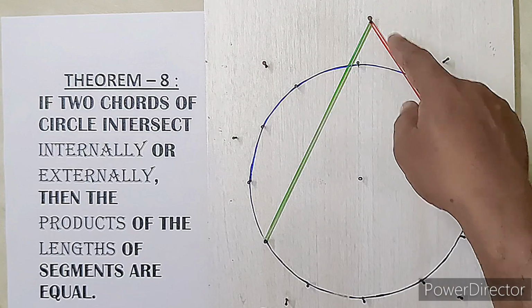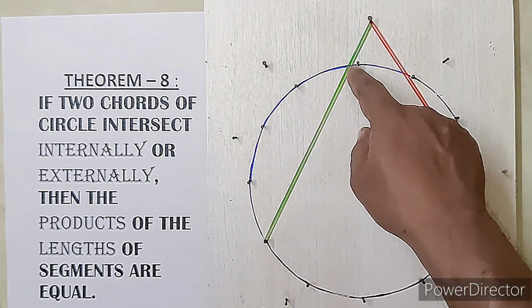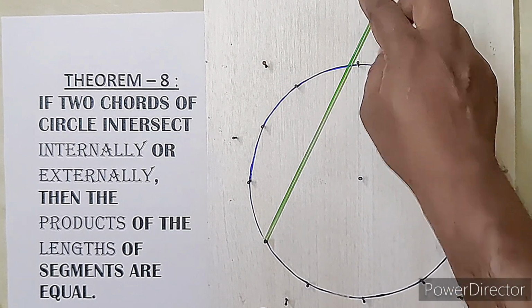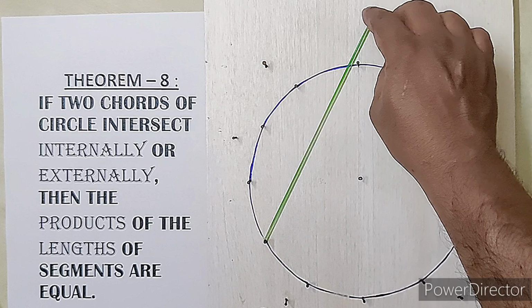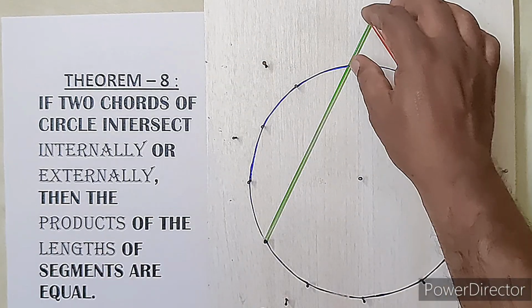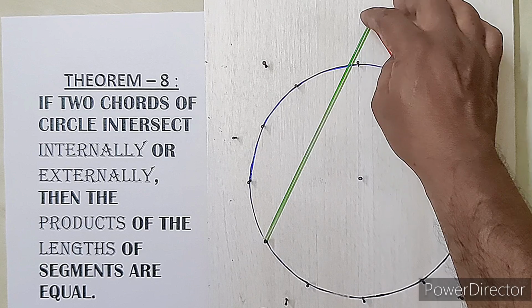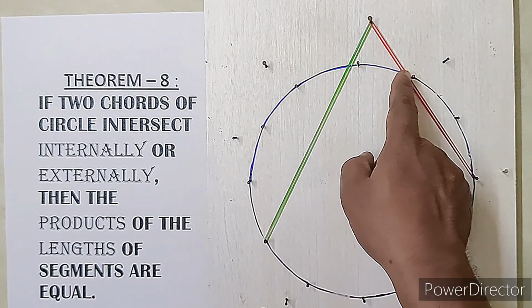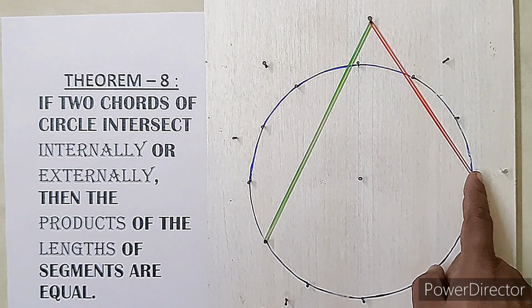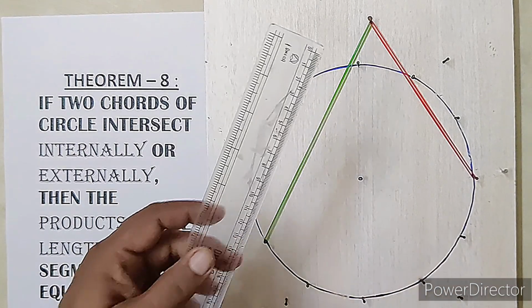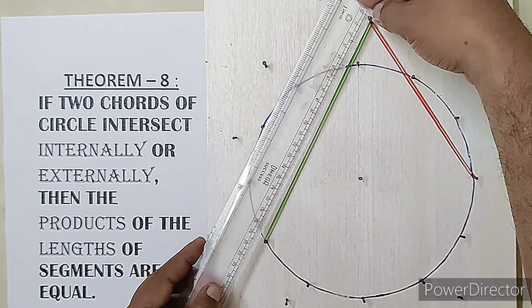There are two chords. This is one chord extended to meet at the external point, and this is another chord meeting at the external point here. So this is the meeting point externally. We need to take the measurement for this part of the segment and this complete part of the segment, and then this part of the segment to this complete part of the segment, and then see what their products of the lengths is giving us. So let us measure this.